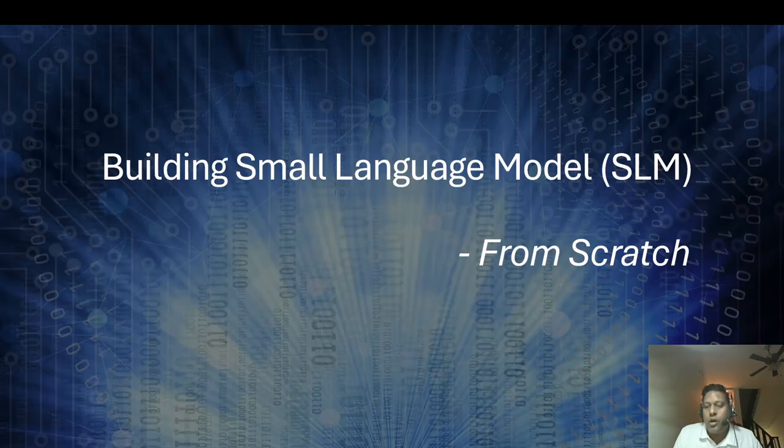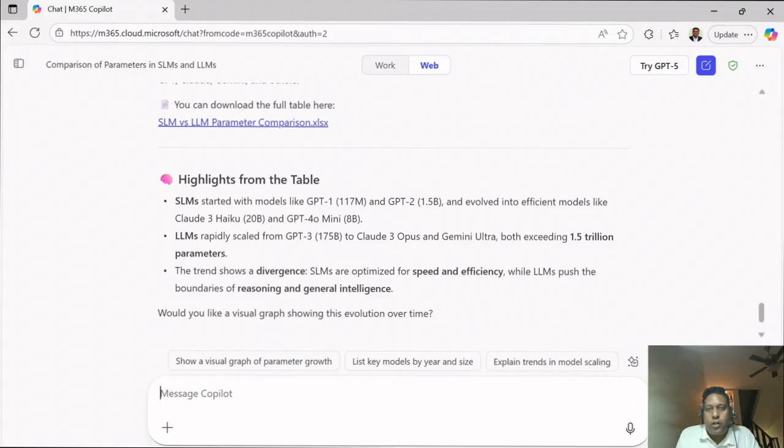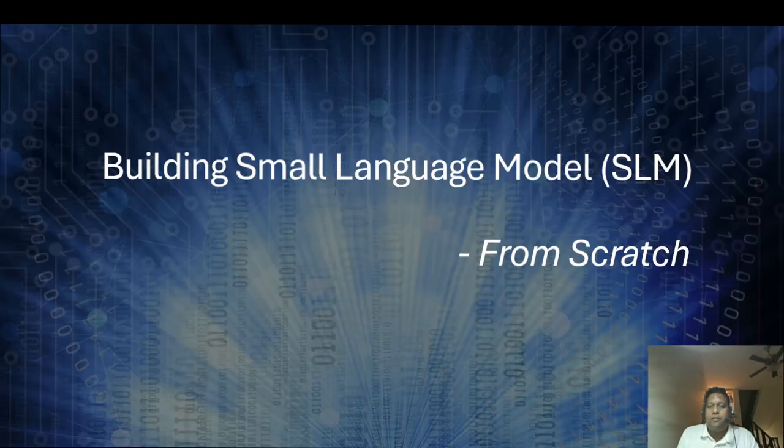We will build a small language model from scratch using PyTorch, and the model that we will be building is going to be about 30 million parameters. So it's somewhat comparable to, interesting, as we'll see how the response is.